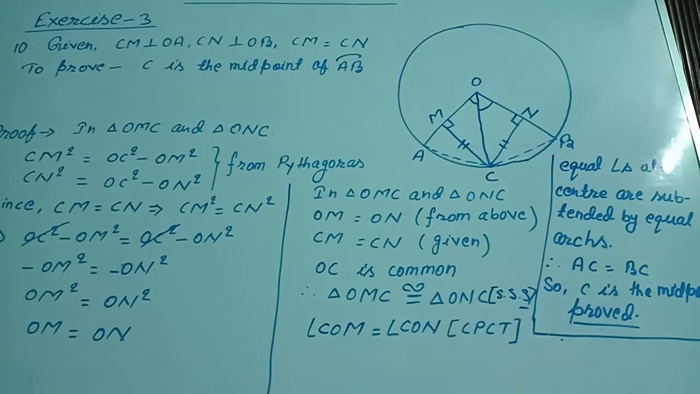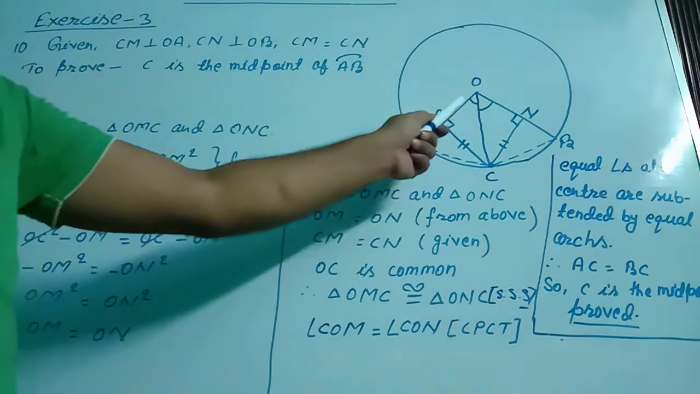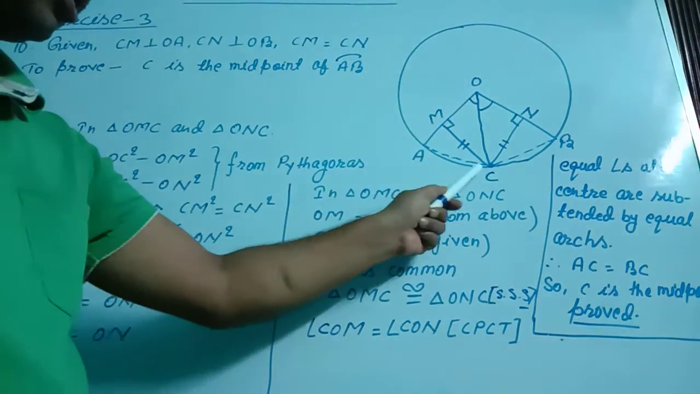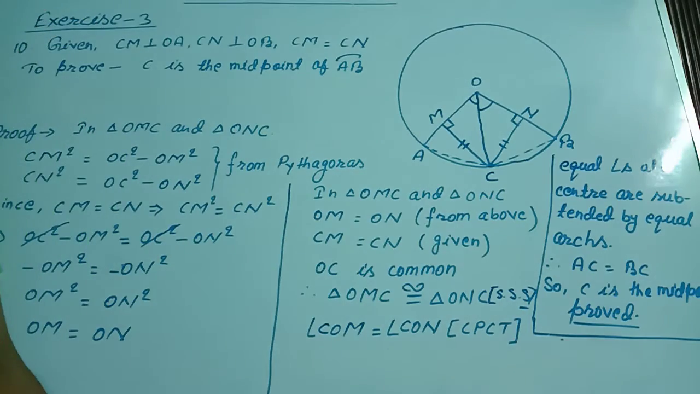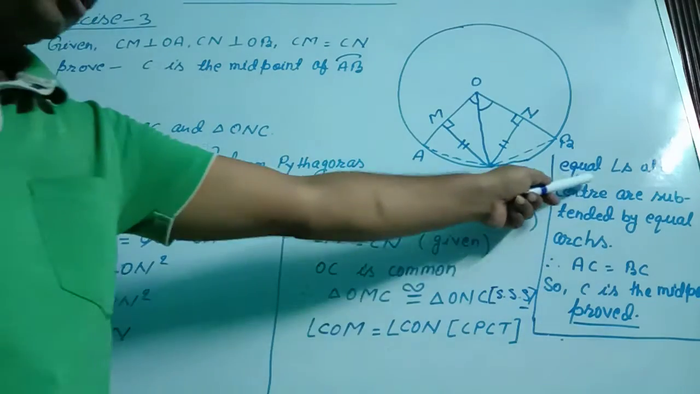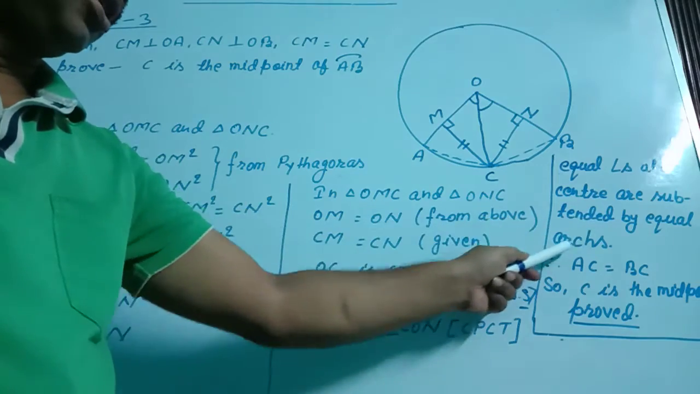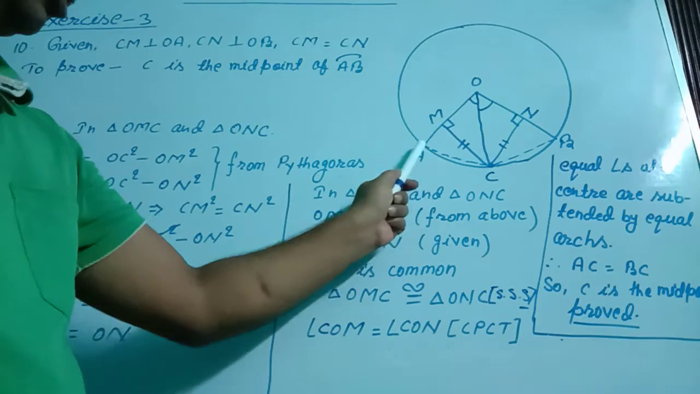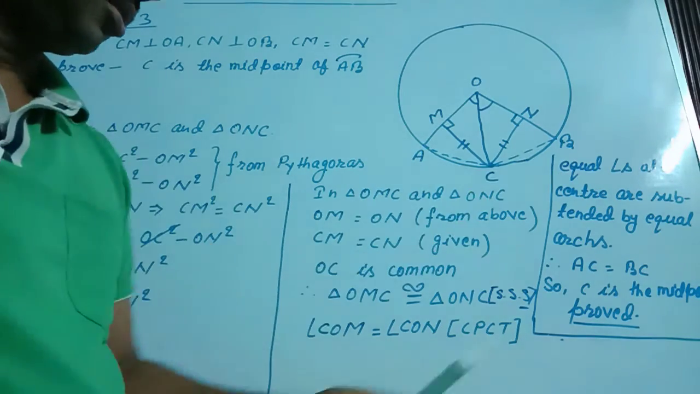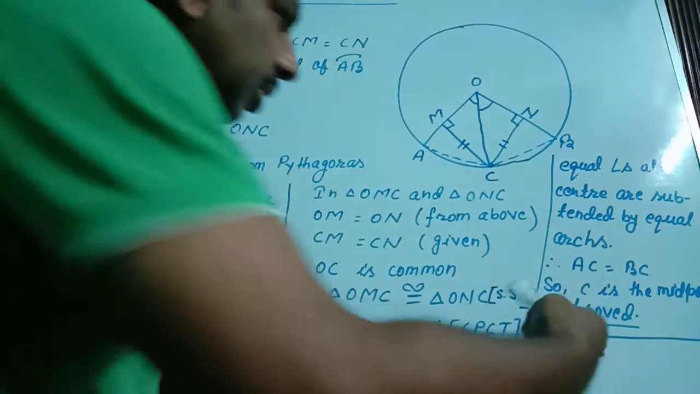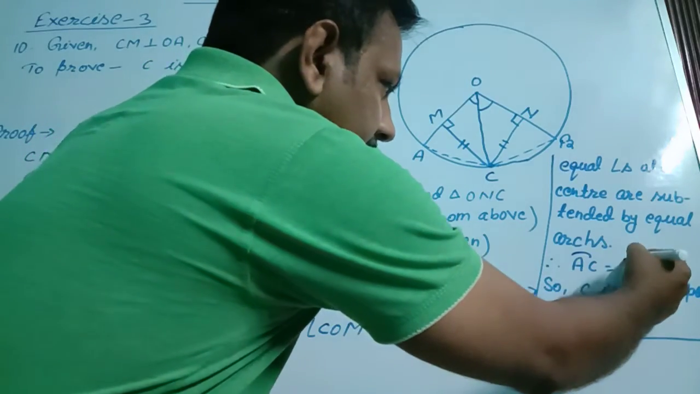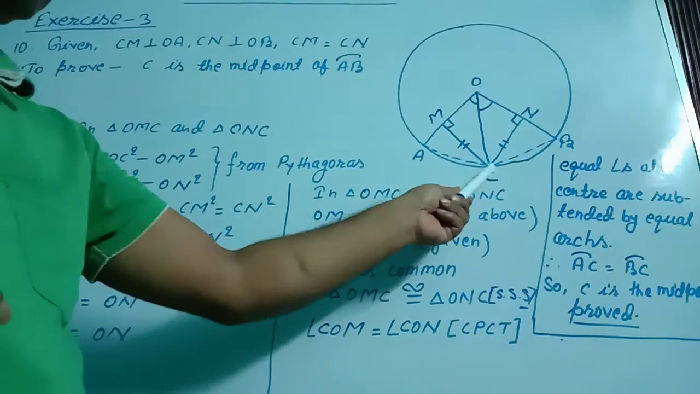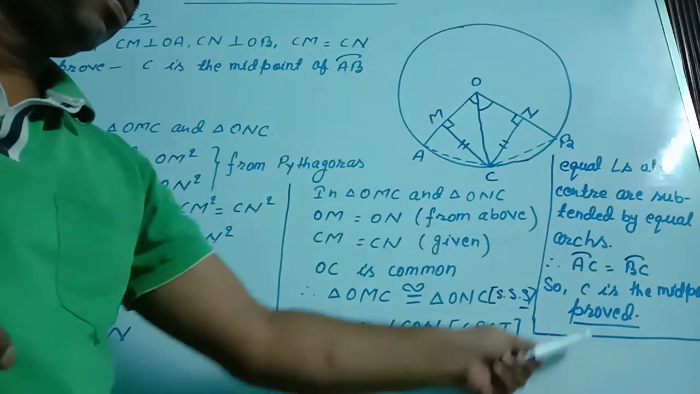These two angles are equal. Those are subtended at the center by these arcs AC and BC. Rule says equal angles at the center are subtended by equal arcs. If these two angles are equal, then these two arcs AC and BC are also equal. So for that I wrote arc AC equal to arc BC. And if AC equal to BC, then C is the midpoint of arc AB.